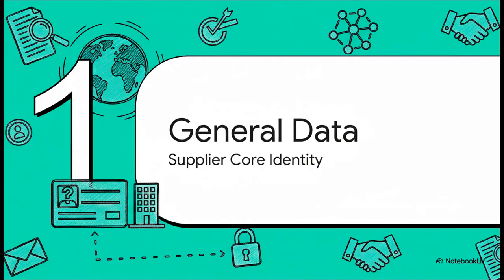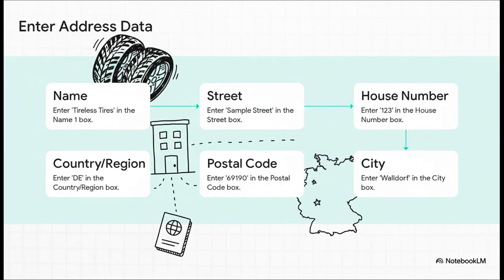All right, let's kick things off with section 1 of our passport, the foundation. This is all about the basics, right? Establishing their core identity. Before we can do any business, we've got to know who they are and where to find them. So first things first, we're basically filling out the cover page of this passport. This is where we plug in their essential details, name, address, the usual. For this walkthrough, we're setting up a company called Tireless Tires over in Germany. This is step 1 in making them a real, official entity in our system.